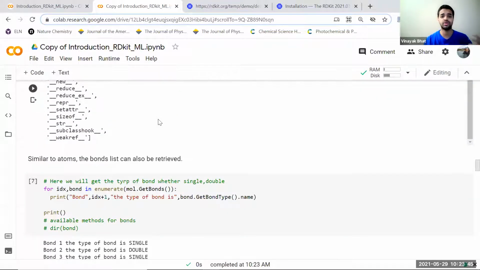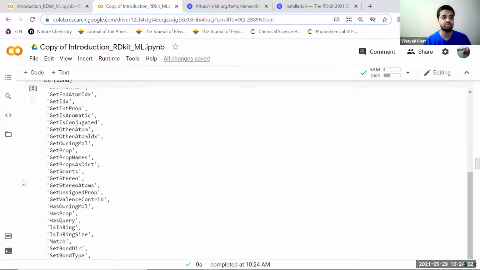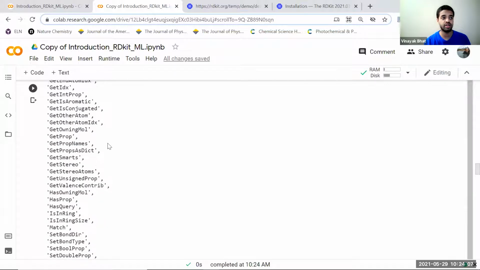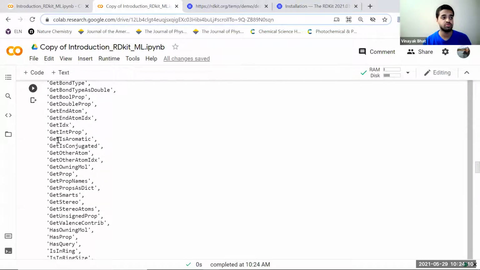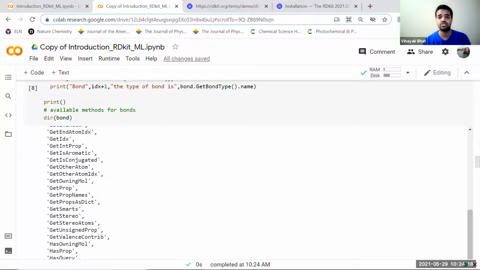All of these are basic commands. I'm not going to go into too much complexity here. This is just to give you an idea of what you can do and the things that are available, and you can explore from there. And if you want to see what things are present, again, dir of a bond would give you all the methods that are available for this. You can see whether it's aromatic or not, whether it has an atom, get the atoms connected, and all of those. So do you have any questions at this point of time?